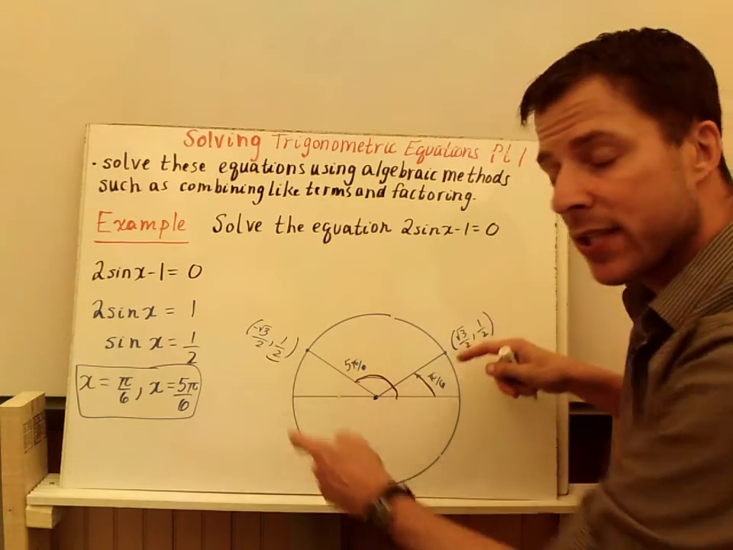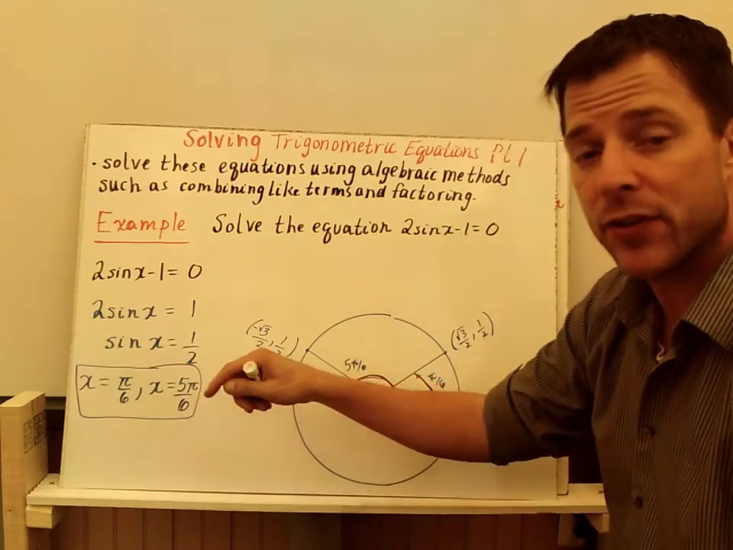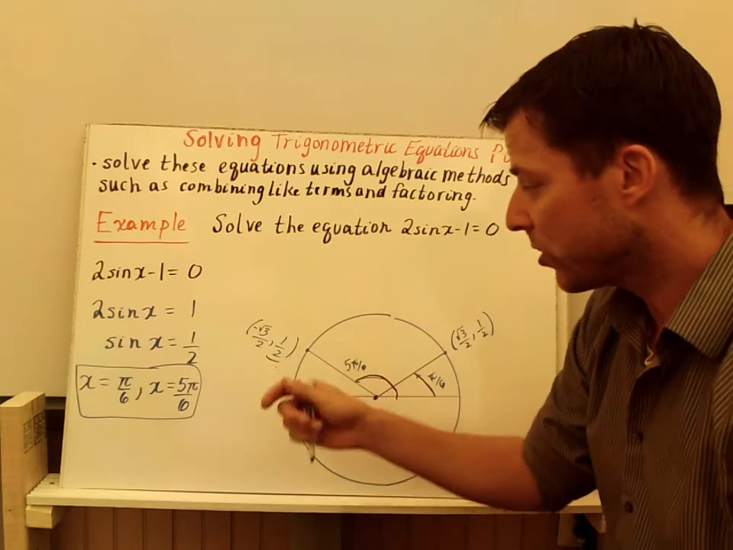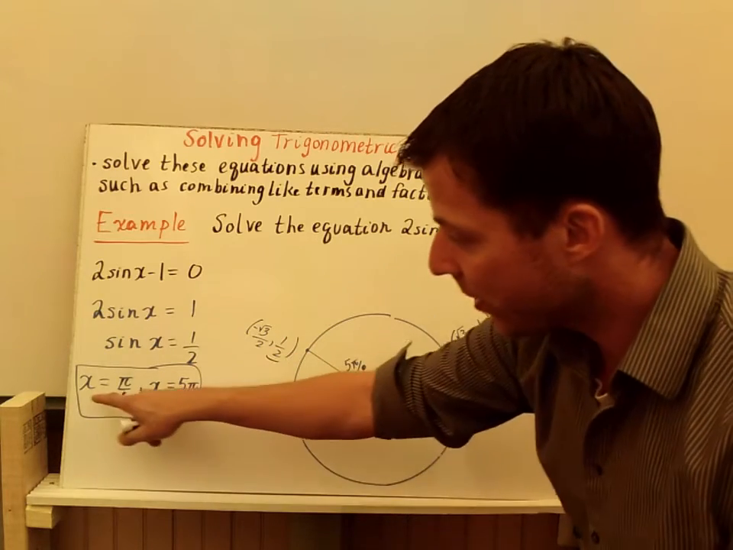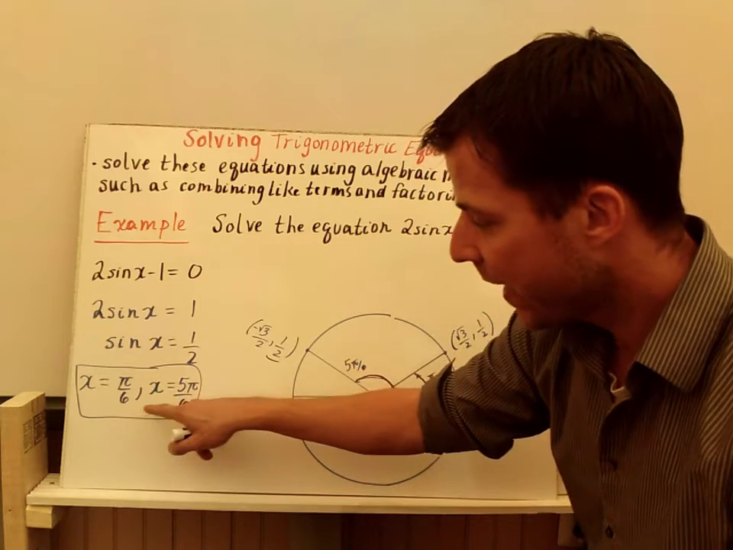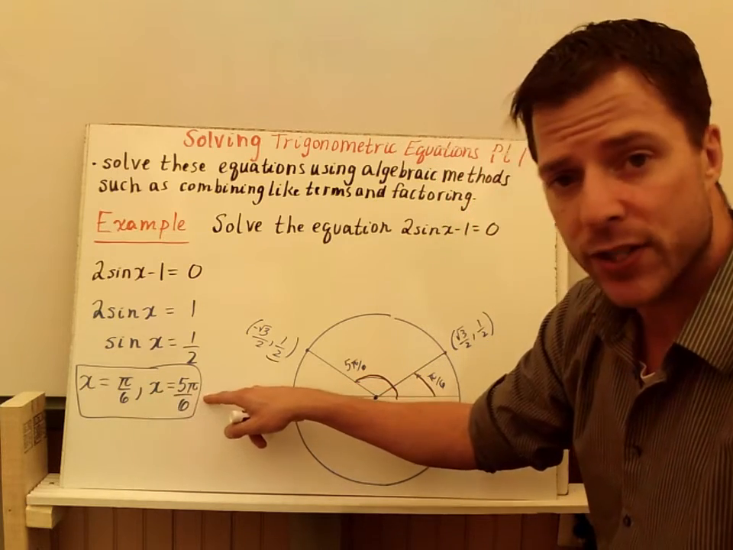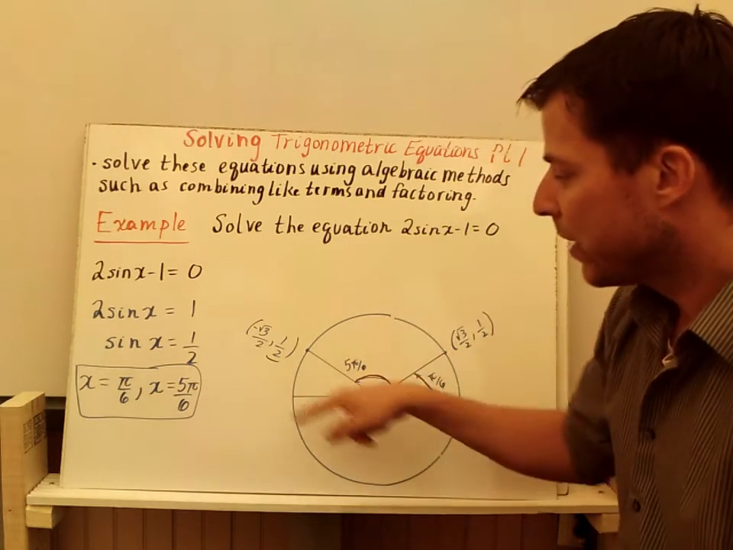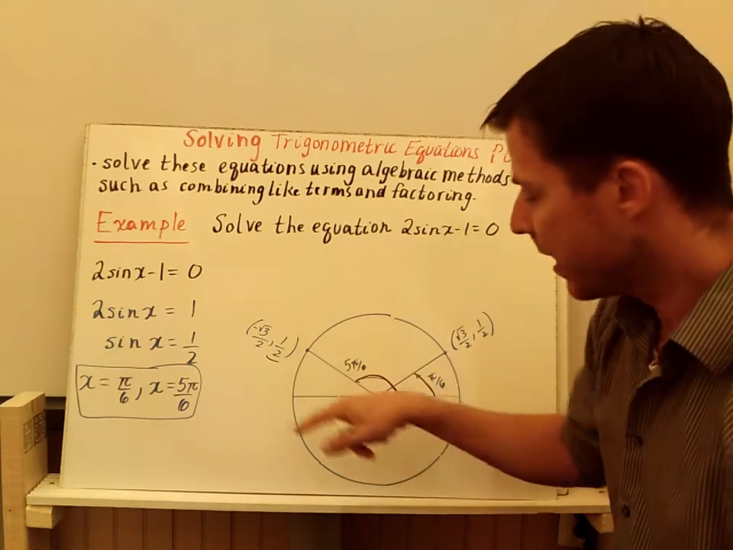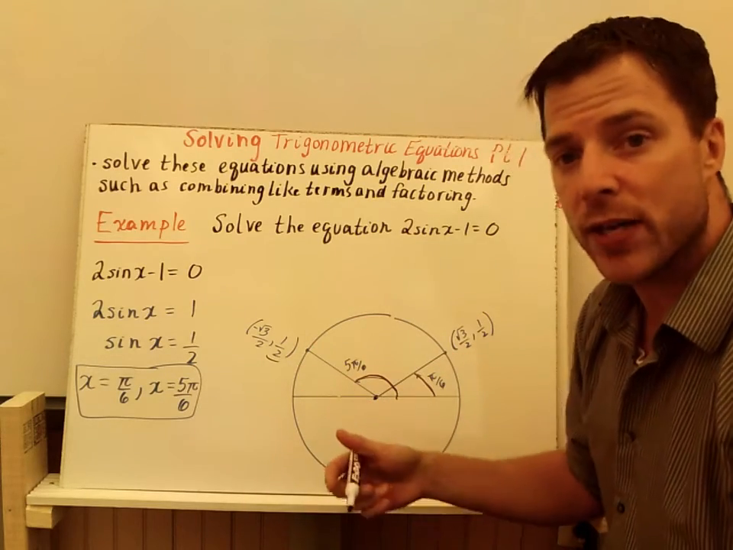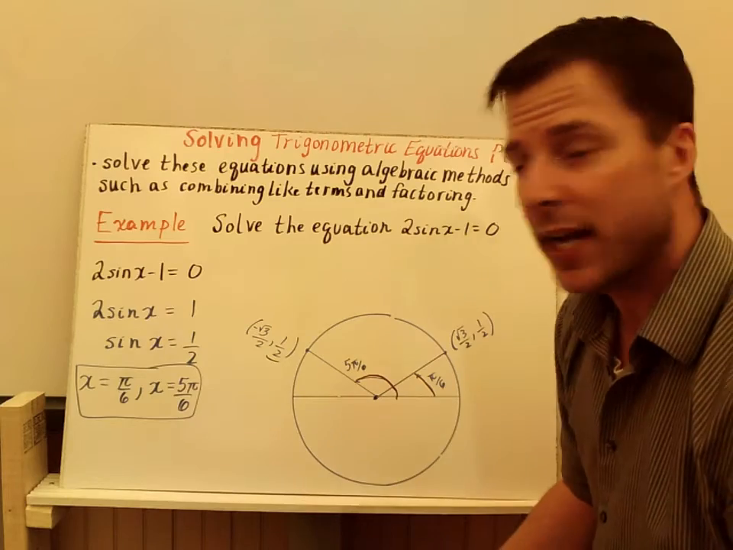So when they're asking when is sine of x equal 1/2, they're saying when are the y coordinates on the unit circle equal to 1/2? They are at x equals pi over 6 and x equals 5 pi over 6. So we want to be thinking about the radian and degree angle measures when we're finding these answers.